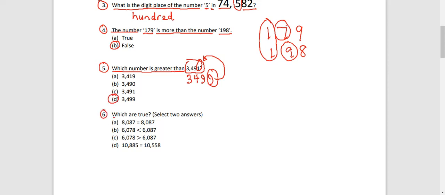Question 6. Which are true? Select two answers. So let's see which one is true. Option A, 8087 equals 8087. This is true. The two numbers are equal. 6078 is less than 6087. Of course, that is true because 78, 87, 6000. You see that the number 7 is less than the number 8. So this is also true.